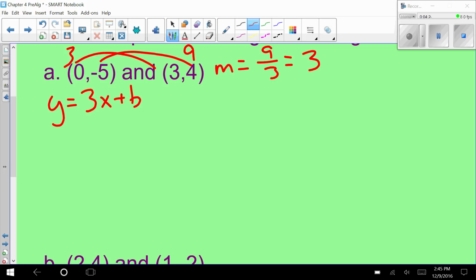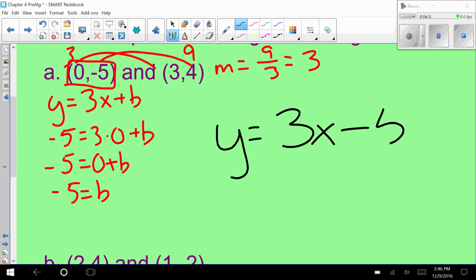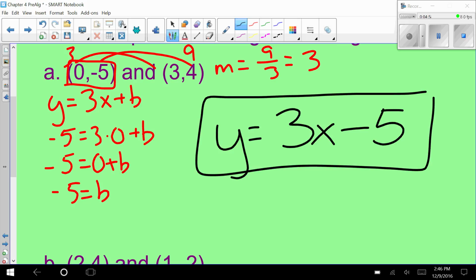This is the point when I would tell you to plug in one of the points. You've got 2 though. You get to pick. If there's ever a 0, something, I would always pick that one. So -5 equals 3 times 0 plus b. You'll notice 0, a number is your y-intercept, so we actually probably didn't have to do all this work. So we get -5 equals 0 plus b, so -5 equals b. My function rule then is y equals 3x, either plus -5 or -5.